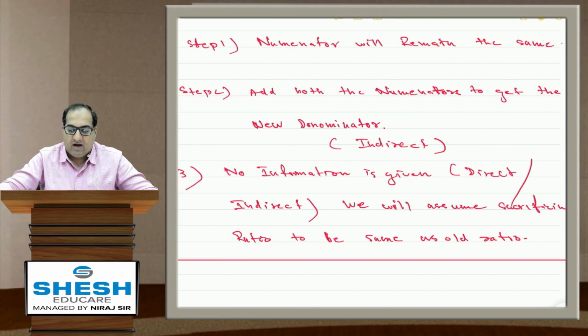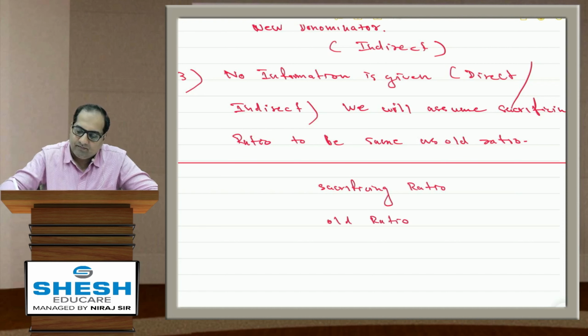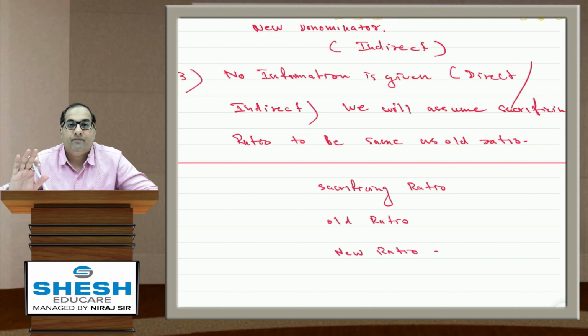Okay. After we understand how to calculate sacrificing ratio by using three methods, let's now understand. There are three ratios that will come in the chapter. Sacrificing ratio, old ratio, and new ratio. कौन सा रेशियो कब यूज करने का, कैसे यूज करने का, वो अब हम डिटेल में समझेंगे.